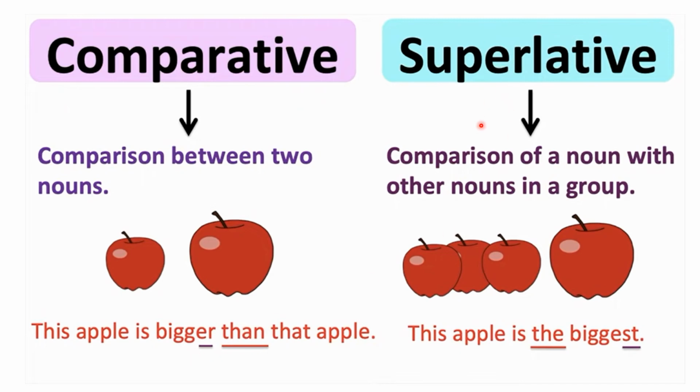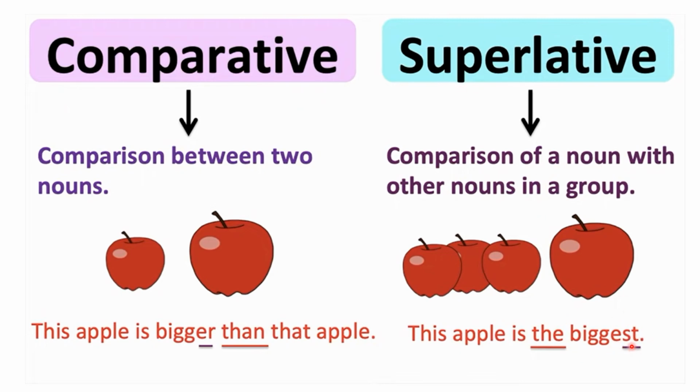What about superlative adjective? It is used for comparisons of a noun with other nouns in a group. So more than two. Lebih daripada dua. So as you can see here, there are 4 apples and this is the biggest, yang paling besar. So we will use superlative. This apple is the biggest. So the biggest is the superlative.